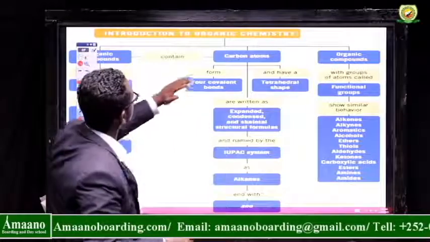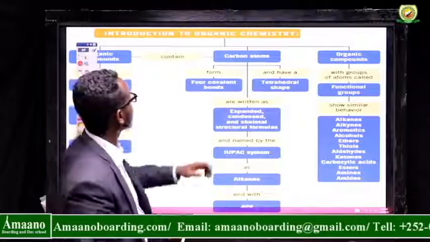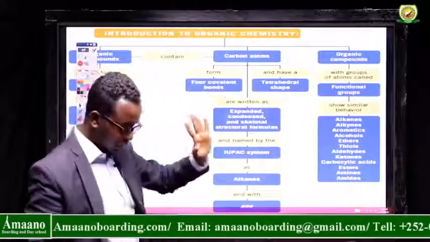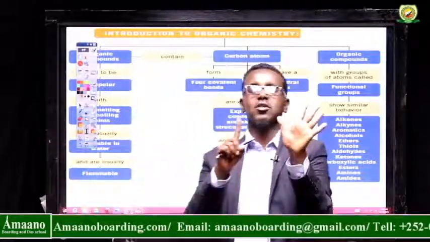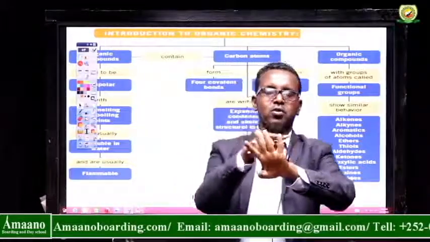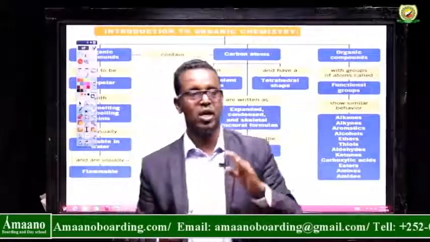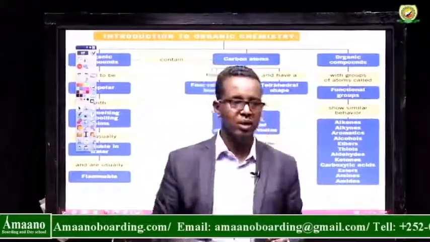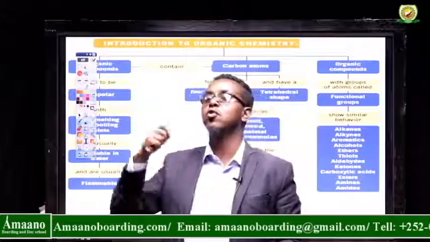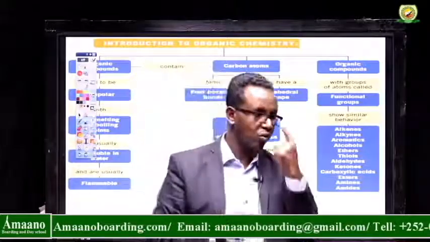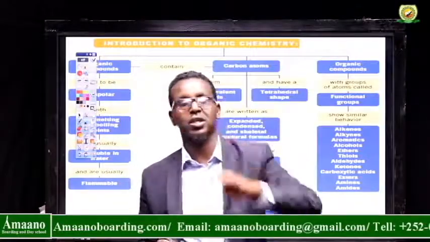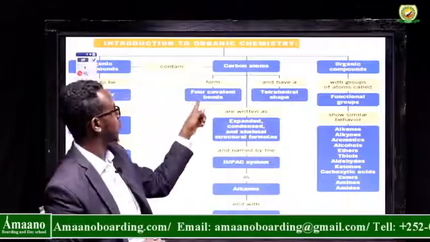Okay, these are organic compounds. Here we have carbon atoms. Carbon atoms form 4 covalent bonds. A carbon atom has 6 electrons: 2 electrons go in the first shell, and 4 electrons are in the outer shell, the valence shell. These 4 electrons it can share with another 4 to form 4 single covalent bonds. So carbon can form 4 single covalent bonds because it has 4 electrons in its outer shell.